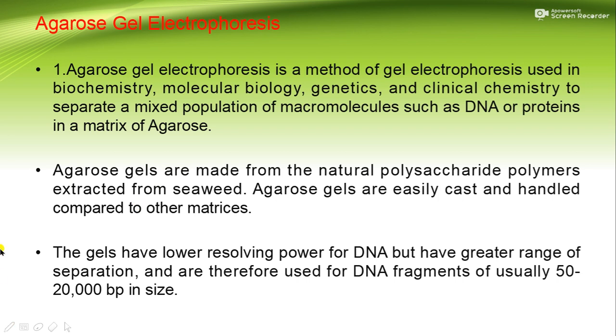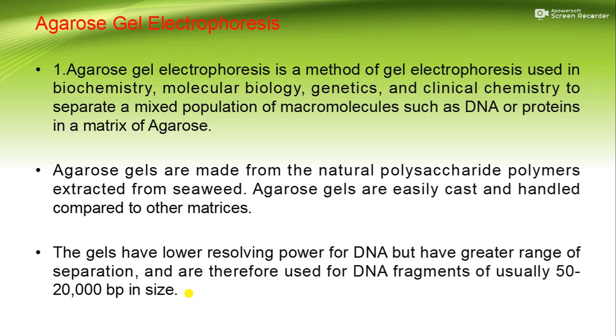Agarose gel electrophoresis is a method of gel electrophoresis used in biochemistry, molecular biology, genetics, and clinical chemistry to separate a mixed population of macromolecules such as DNA or proteins in a matrix of agarose. Agarose gels are made from the natural polysaccharide polymers extracted from seaweed. Agarose gels are easily cast and handled compared to other matrices.